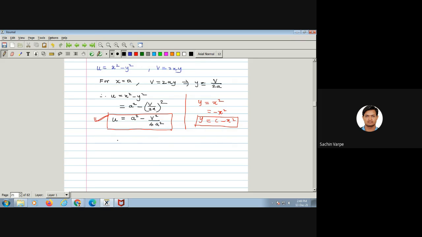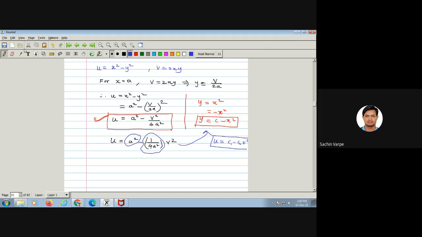You can check that u is equal to a square minus 1 upon 4a square into v square. So these are all constants. This is constant, this is constant. So is it not like this? So this is kind of u equal to c1 minus some constant c2 times v square. So that is again a parabola. Is this clear? An inverted parabola, in fact. So u equal to minus v square kind of.